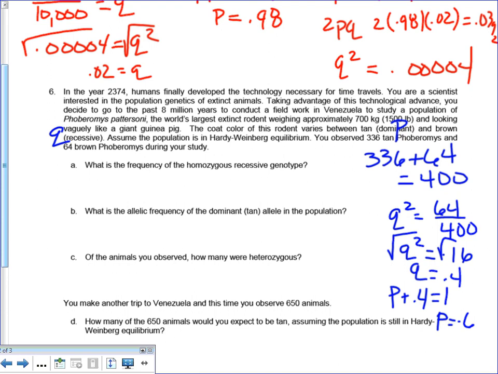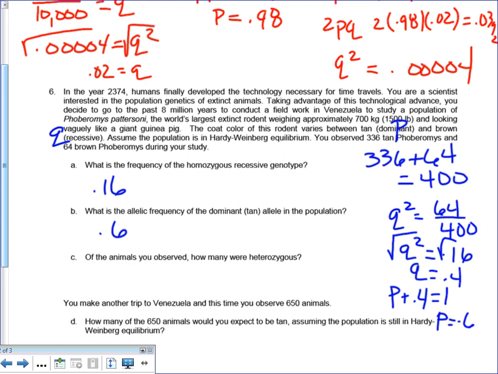Only thing new so far is you had to add the numbers together to get the total. Yeah? So what is the frequency of the homozygous recessive genotype? Well, we already calculated that. That's 0.16. 64 out of 400. What is the allele frequency of the dominant allele? We calculated that. That's 0.6.